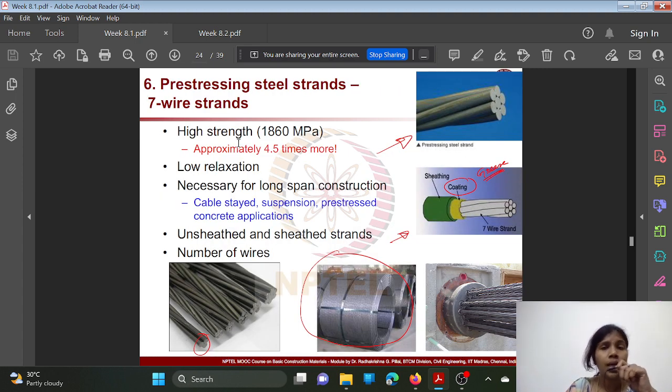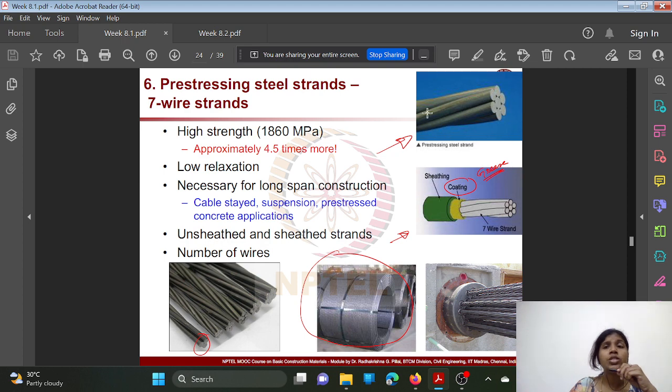This is another type of rebars, like pre-stressed steel strands. See, why we go for these pre-stressed steel strands is, when you have high-rise buildings or long span bridge construction, when you have some huge structures which are of utmost importance, then we have to go for these pre-stressing steel strands.